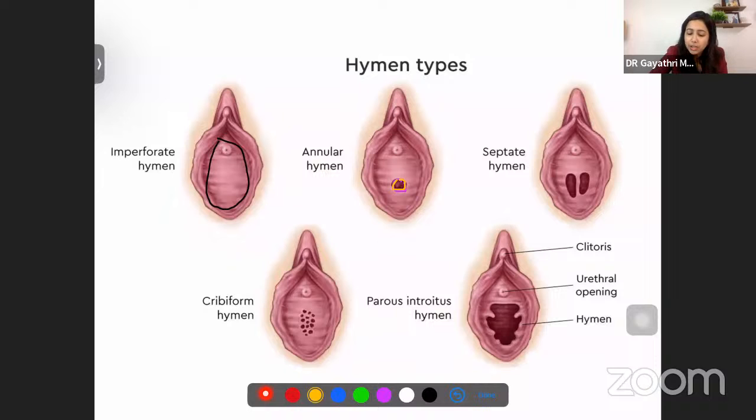If you see a partition or a septa which is present in the hymenal opening, it is suggestive of a septate hymen. If there are small sieves or pores present in the hymen, rather than having a single opening, there is something like a sieve or small holes present. This is suggestive of a cribriform hymen. And finally, the last image is a parous introitus, where the introitus itself is enlarged. There is a parous introitus and hymen, which is seen in the last image.